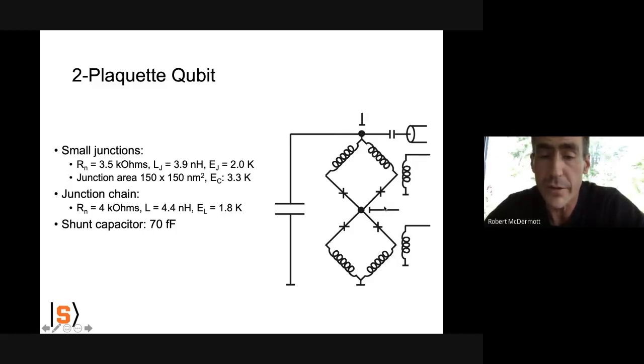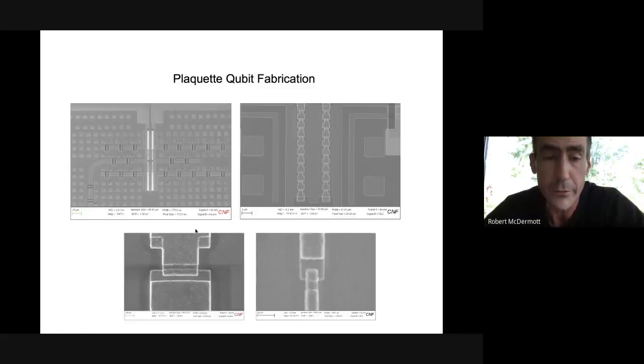And we shunt this 2 plaquette structure to ground with a large capacitance, similar to what's used for transmon circuits. So here's how the devices look. In this case, the plaquettes are implemented using a junction chain inductor. We've got one plaquette here connected to ground, another plaquette up here. The shunt capacitance is off this image over here. We've got local charge gating and local flux biasing to each of these plaquettes.